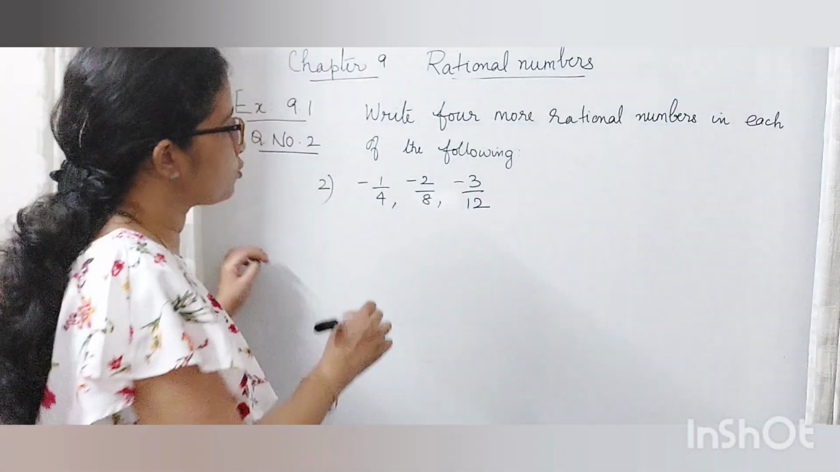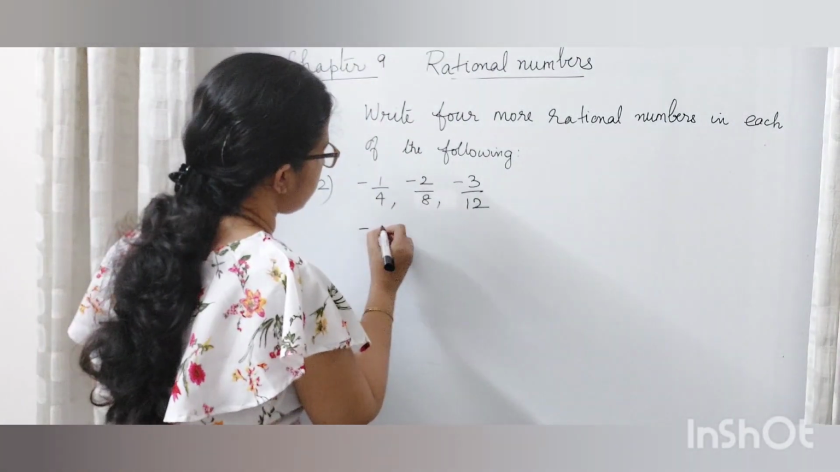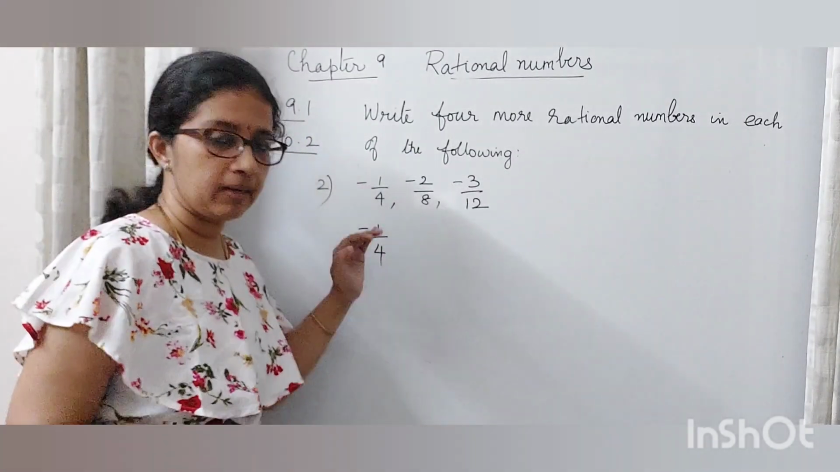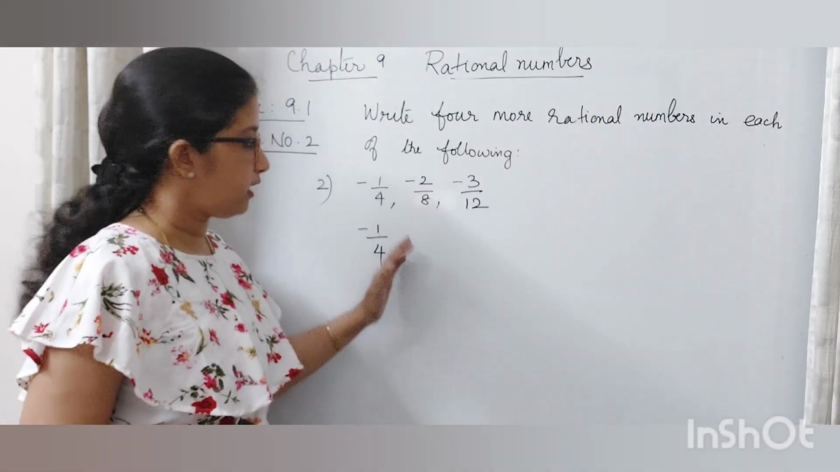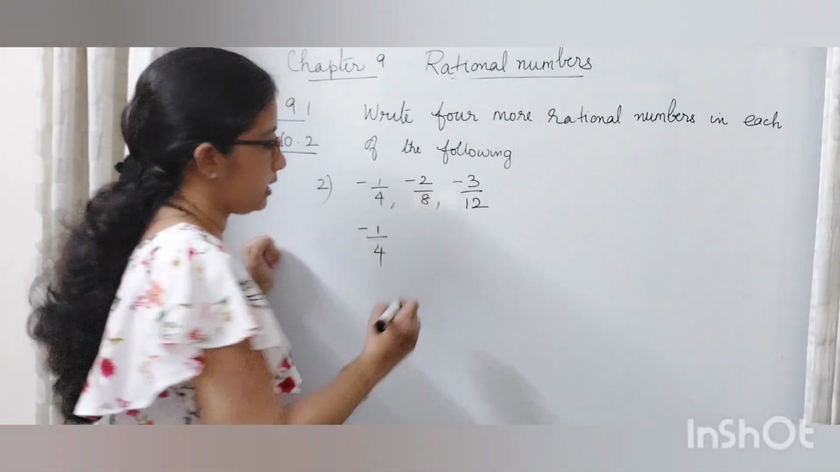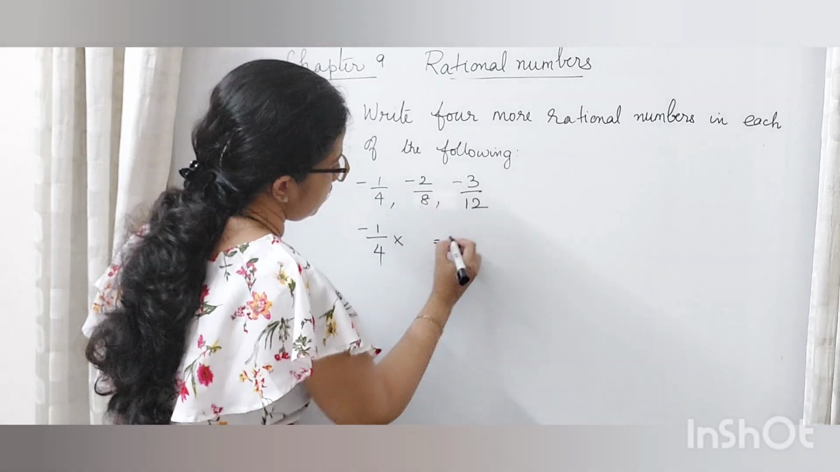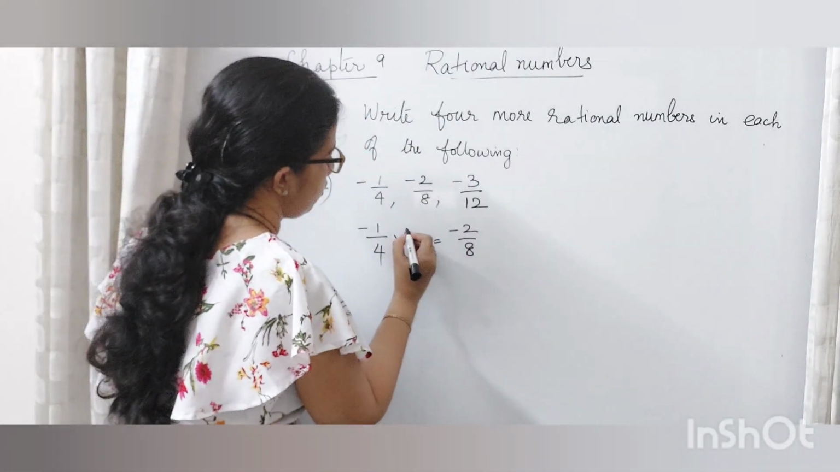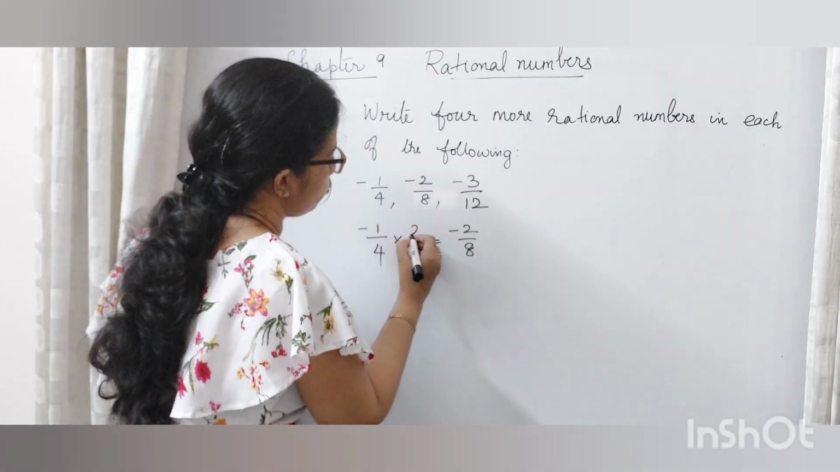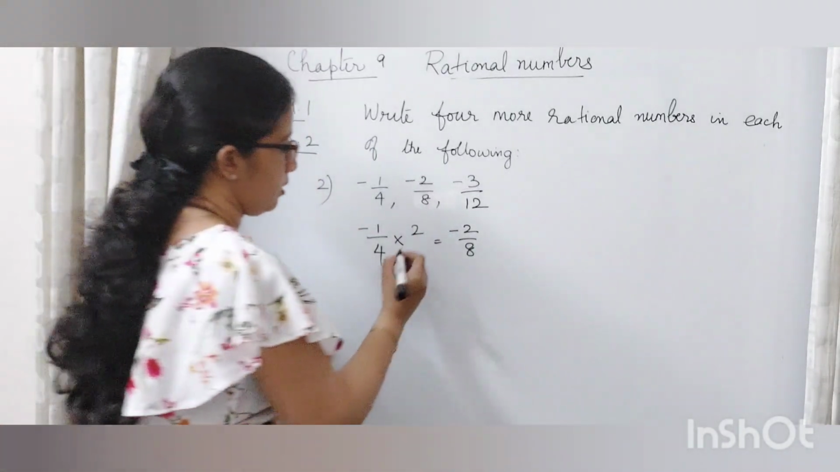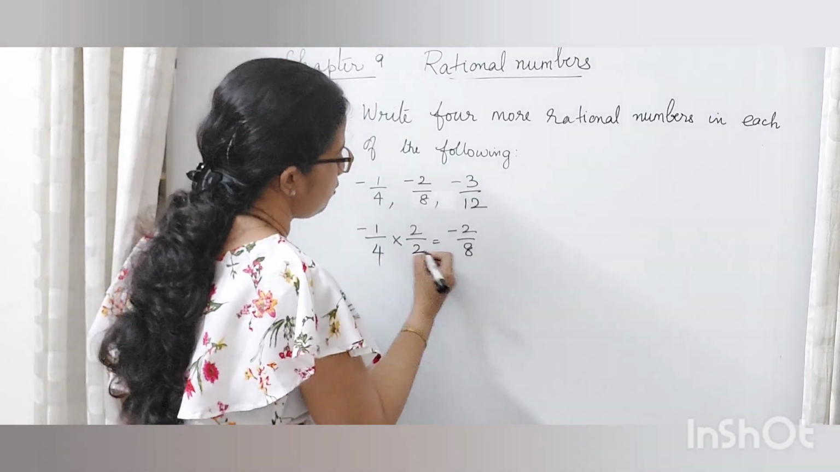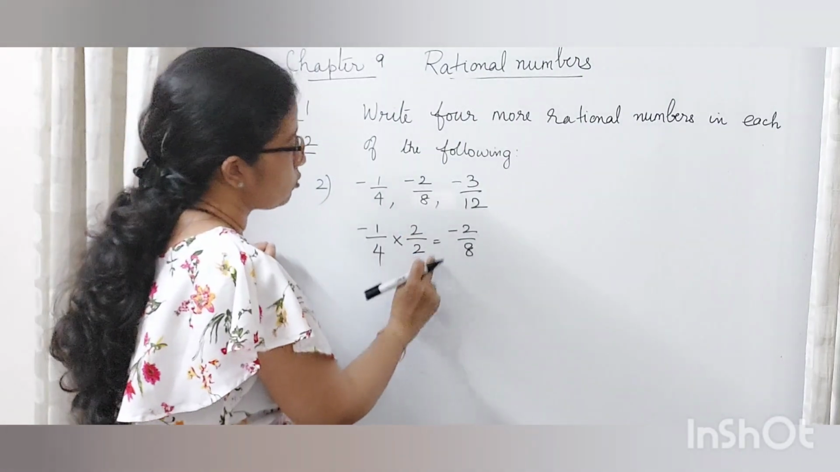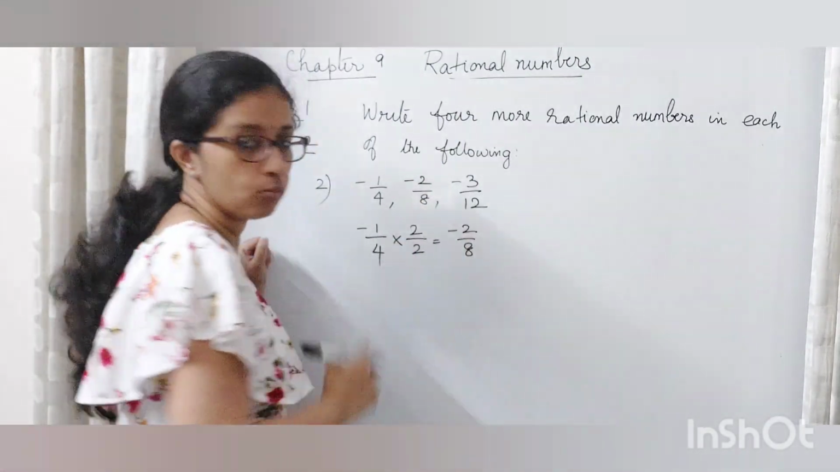In the same way, what should we do? Let's take the first number, minus 1 by 4. What did we multiply this minus 1 by 4 with, so that we get the next number, minus 2 by 8? Minus 1 into 2 gives minus 2. Correct? 4 into 2 gives 8. So we multiplied minus 1 by 4 with 2 by 2, so that we get the second number, minus 2 by 8.